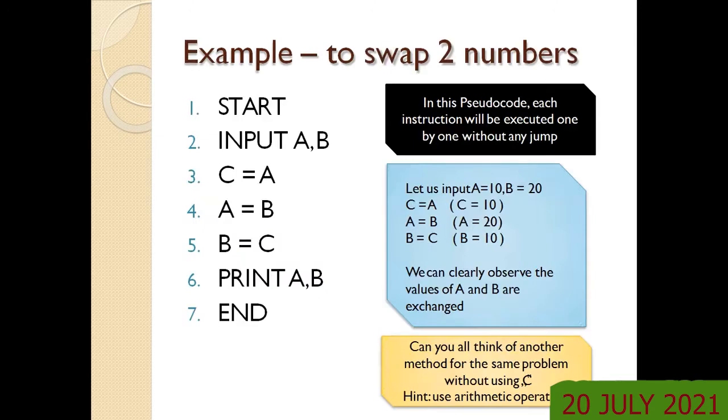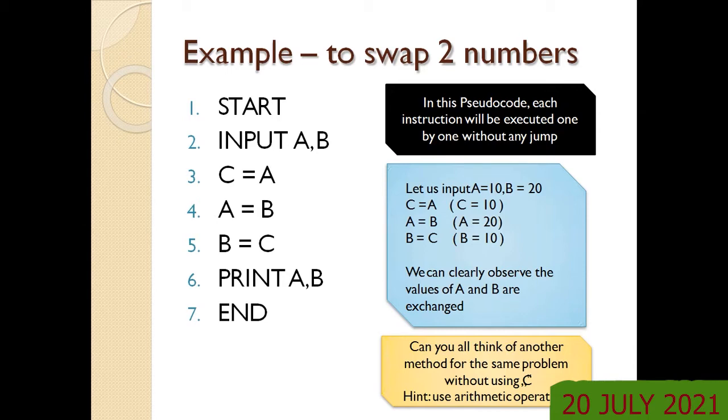Now, an example you can see here: swapping. Swapping means interchanging the two numbers. The logic we will discuss later. Here the steps 1, 2, 3, 4, 5, 6, 7 all are in sequence. Therefore it is an example of a sequence structure.